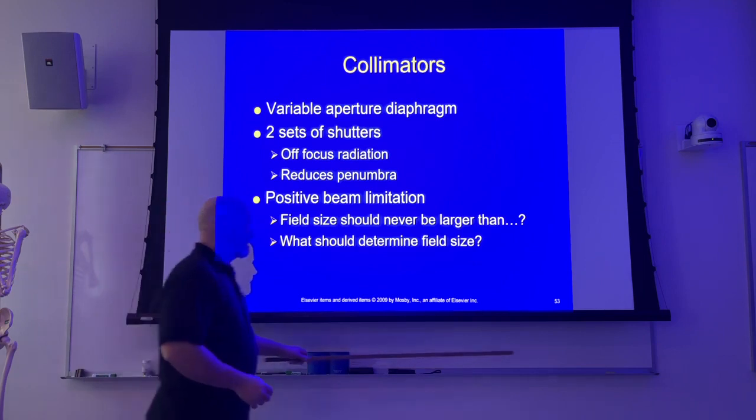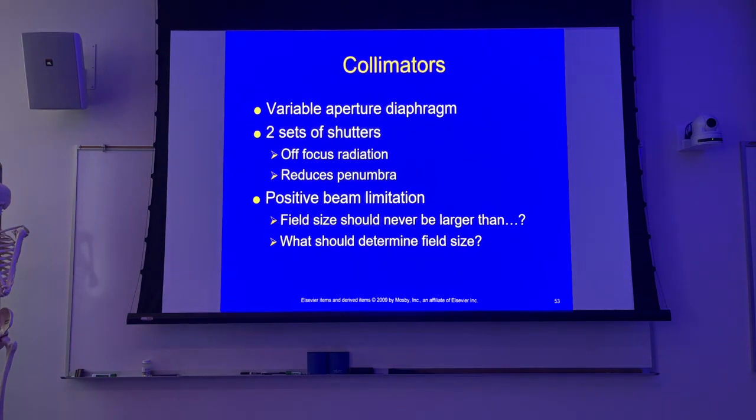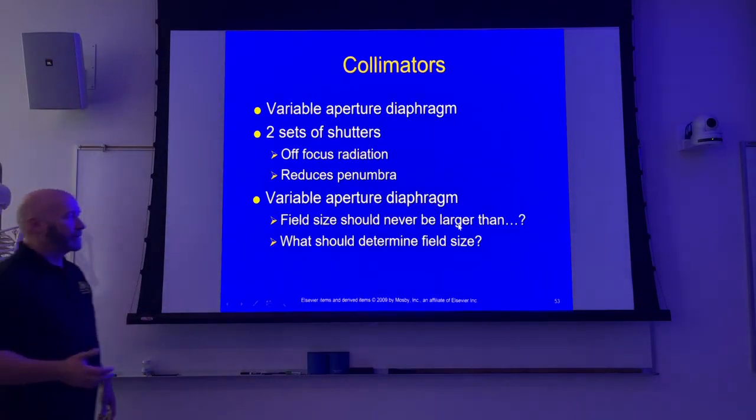So a couple of things about your variable aperture diaphragm or your collimators. I'm going to edit this real quick. Positive beam limitation should not be there. That should be variable aperture. Thank God for spell check. So those are the collimators that you're used to seeing.